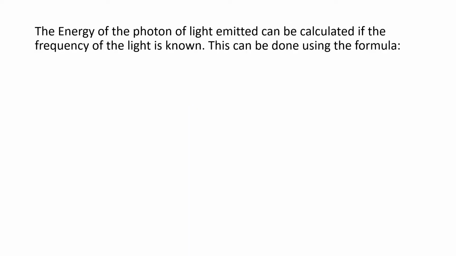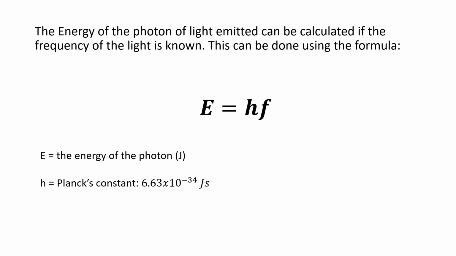The energy of the photon of light emitted can be calculated if the frequency of the light is known. This can be done using the following formula. E equals hf, where E is the energy of the photon, h is Planck's constant, 6.63 by 10 to the negative 34 joule seconds, and f is the frequency of the light emitted measured in hertz.